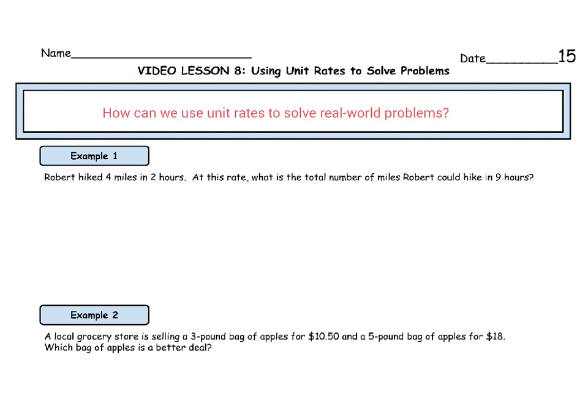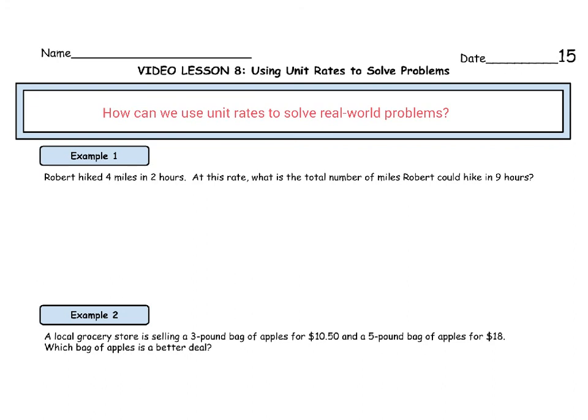Today's question of the day says, how can we use unit rates to solve real-world problems? Now, last lesson we learned how to find a unit rate. We know that a unit rate is just a rate that has a denominator of 1. So let's go ahead and take a look at example 1.